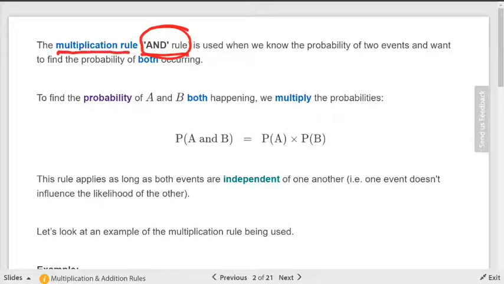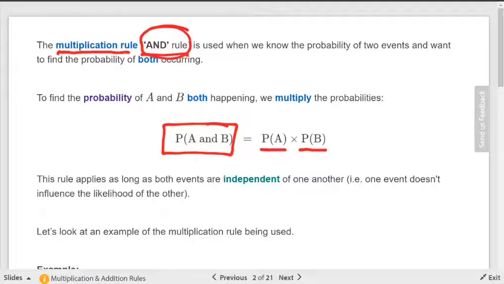But what do you think you're going to do when you see AND? Multiply, exactly. So when you see the word AND, the probability of A and B occurring is the same thing as saying the probability of A times the probability of B. You're simply going to find the probability of each event and multiply them together.